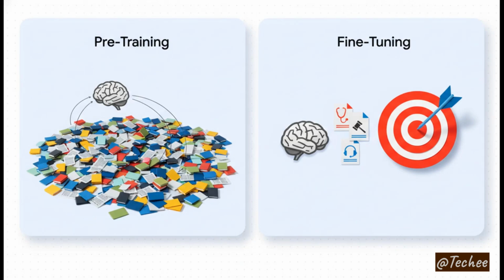And that brings us to the crucial difference between pre-training and fine-tuning. Pre-training, as we said, builds that general knowledge from huge unlabeled datasets. Fine-tuning is like sending that brilliant student to a specialty school. Here, the model gets trained on a much smaller, really high-quality dataset to become an expert in a specific field, like medical diagnosis or legal contract analysis.